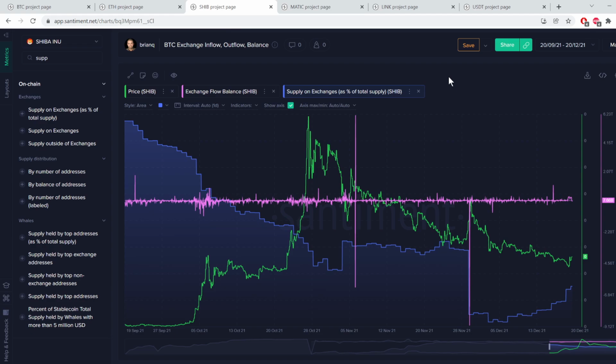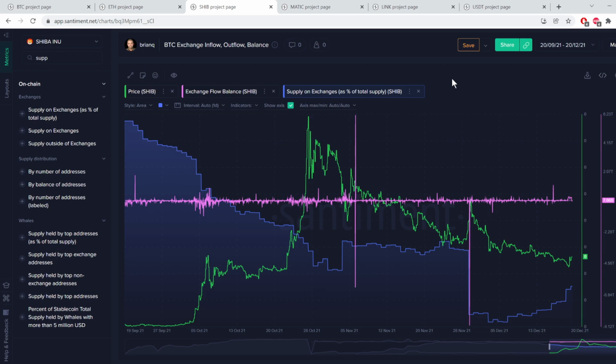You'll notice that all of the assets I'm looking at here, all 6 of them, are ERC20s. That's because we only have this type of metric, exchange flow balance and supply on exchanges, if it's an ERC20. We have a few others that are non-ERC20s that are in the top 10 or so. But for the purpose of this, I'm sticking with Ethereum-based projects.